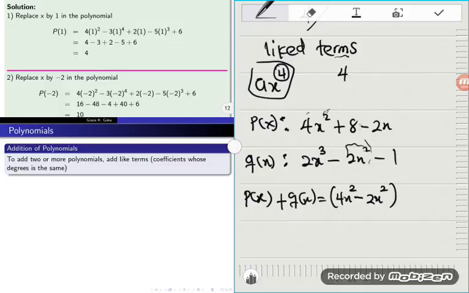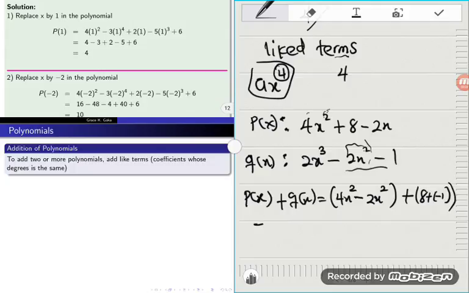Then we move on to the second term of the first polynomial, which is the 8. Now the degree of 8 is 0. So I can only add it to any of the terms here whose degree is 0. And the only term in the second polynomial whose degree is 0 is negative 1. And so you add it to negative 1.